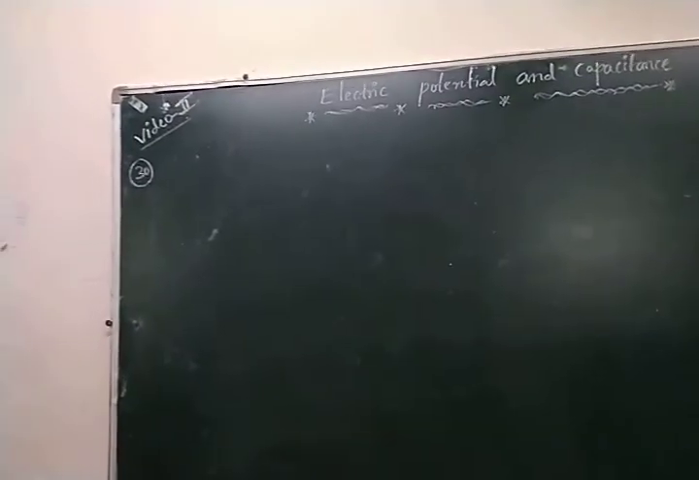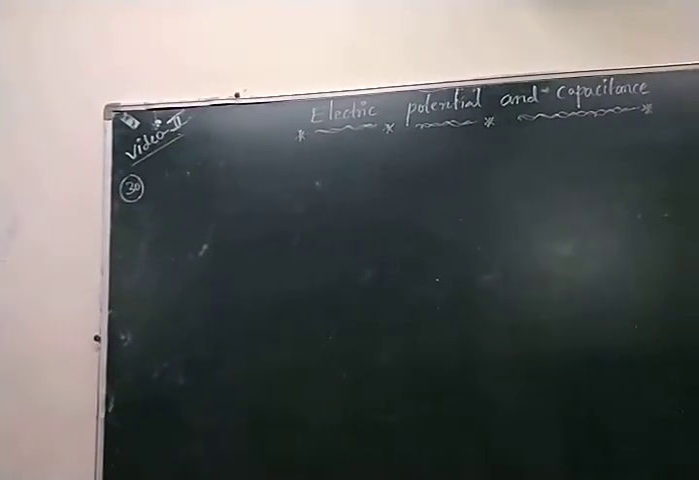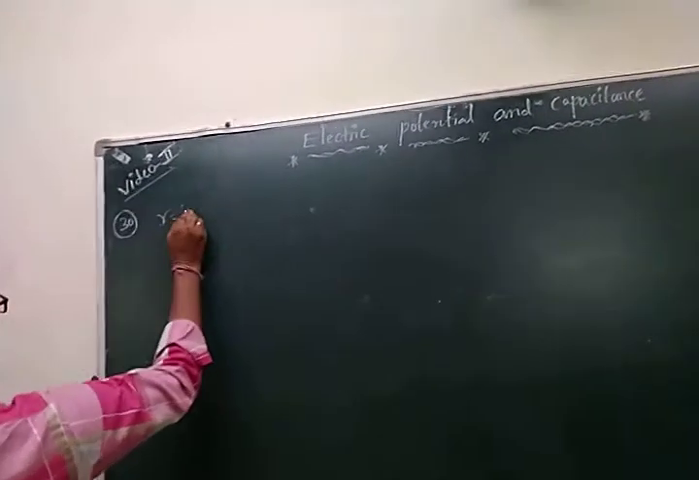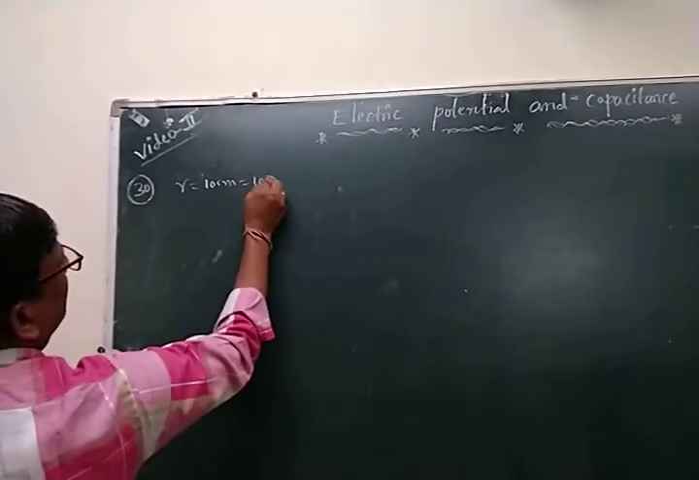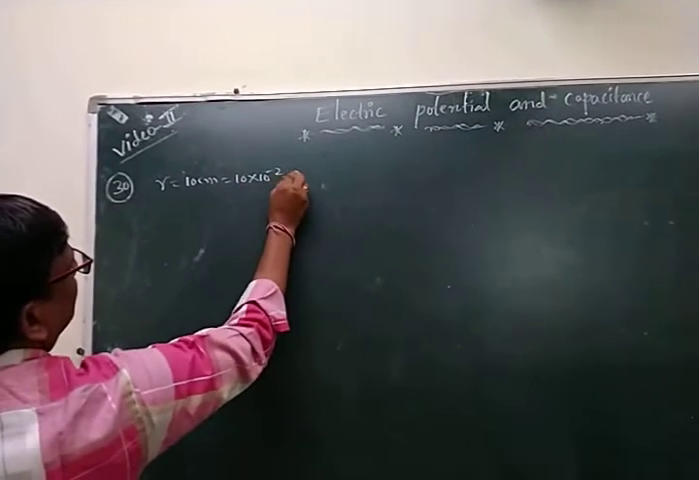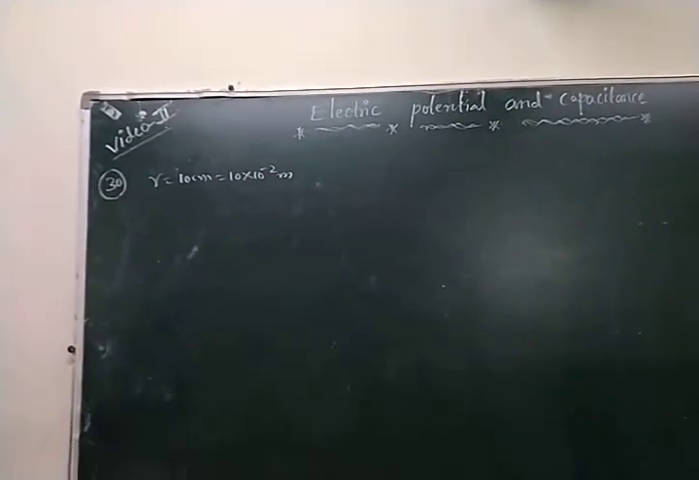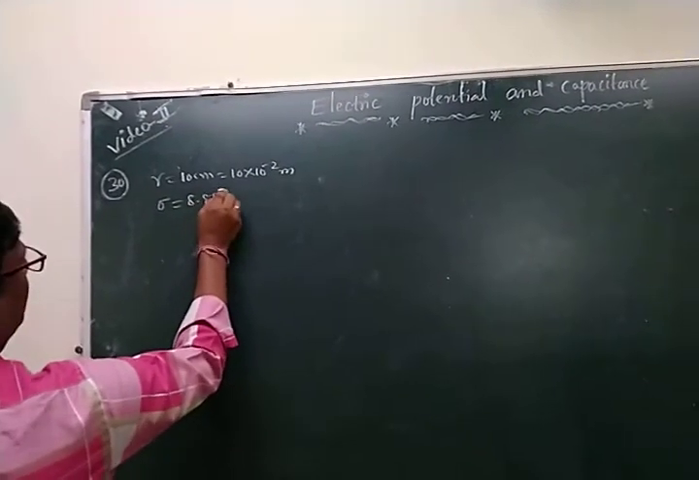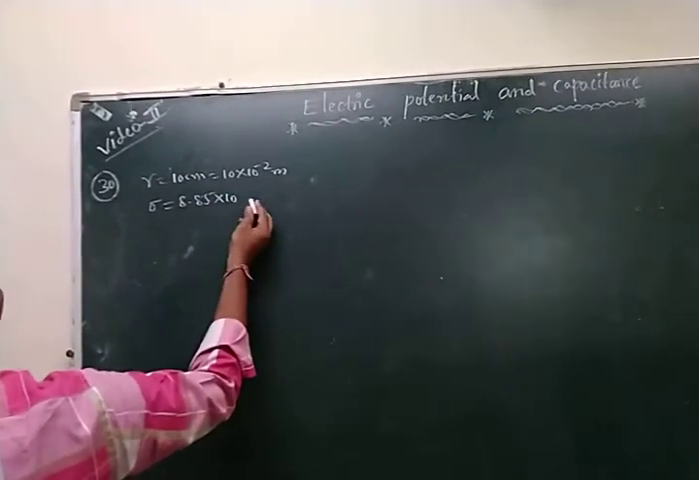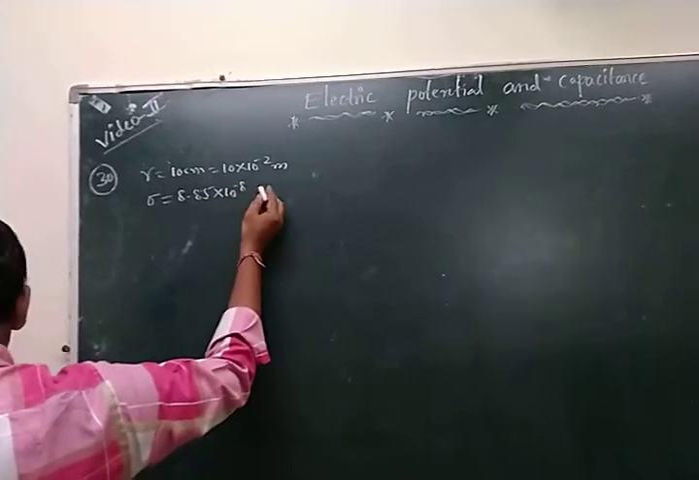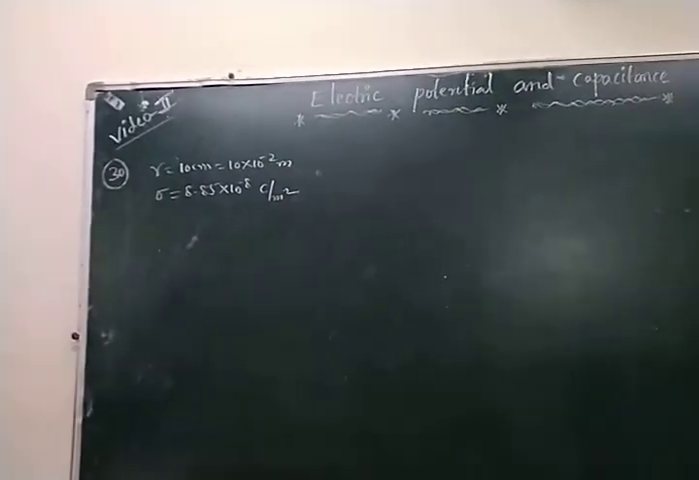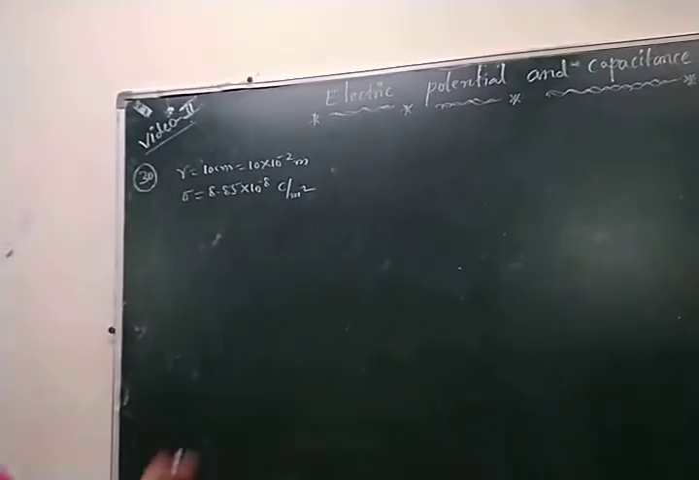The surface charge density of the sphere of radius r is given: the radius is 10 centimeter, which we can write as 10 into 10 power of minus 2 meter. And the surface charge density sigma is given as 8.85 into 10 power of minus 8 per centimeter square.